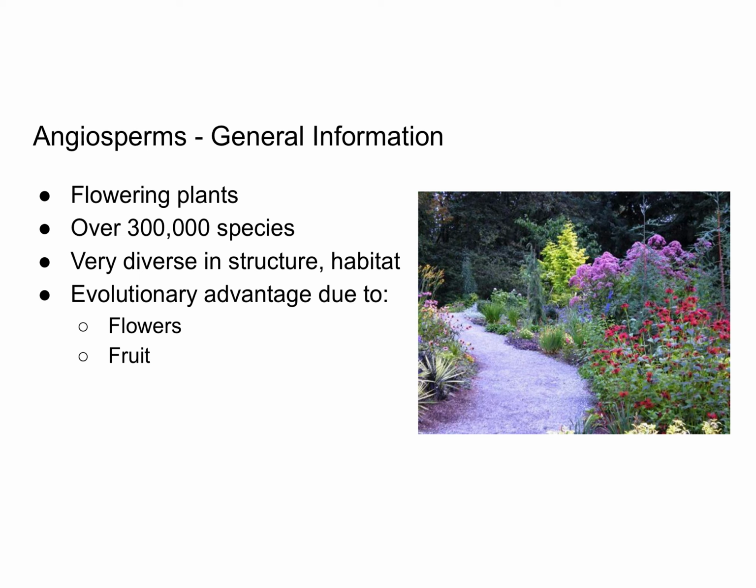So as a reminder, angiosperms are the flowering plants. There are over 300,000 species of angiosperms. These are the most dominant plants that you see when you're just out and about walking around. They're very diverse in structure and habitat, so they take lots of different shapes and sizes, and they exist in pretty much every ecosystem around the world.